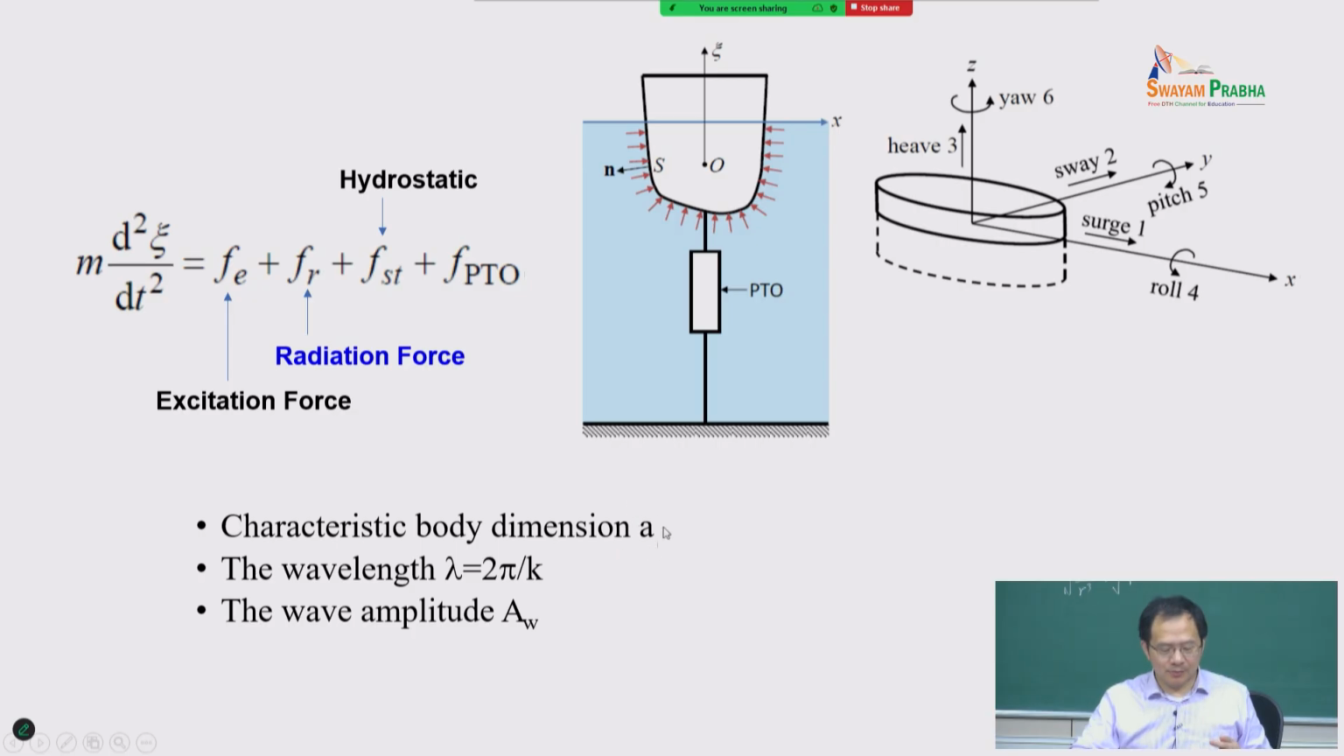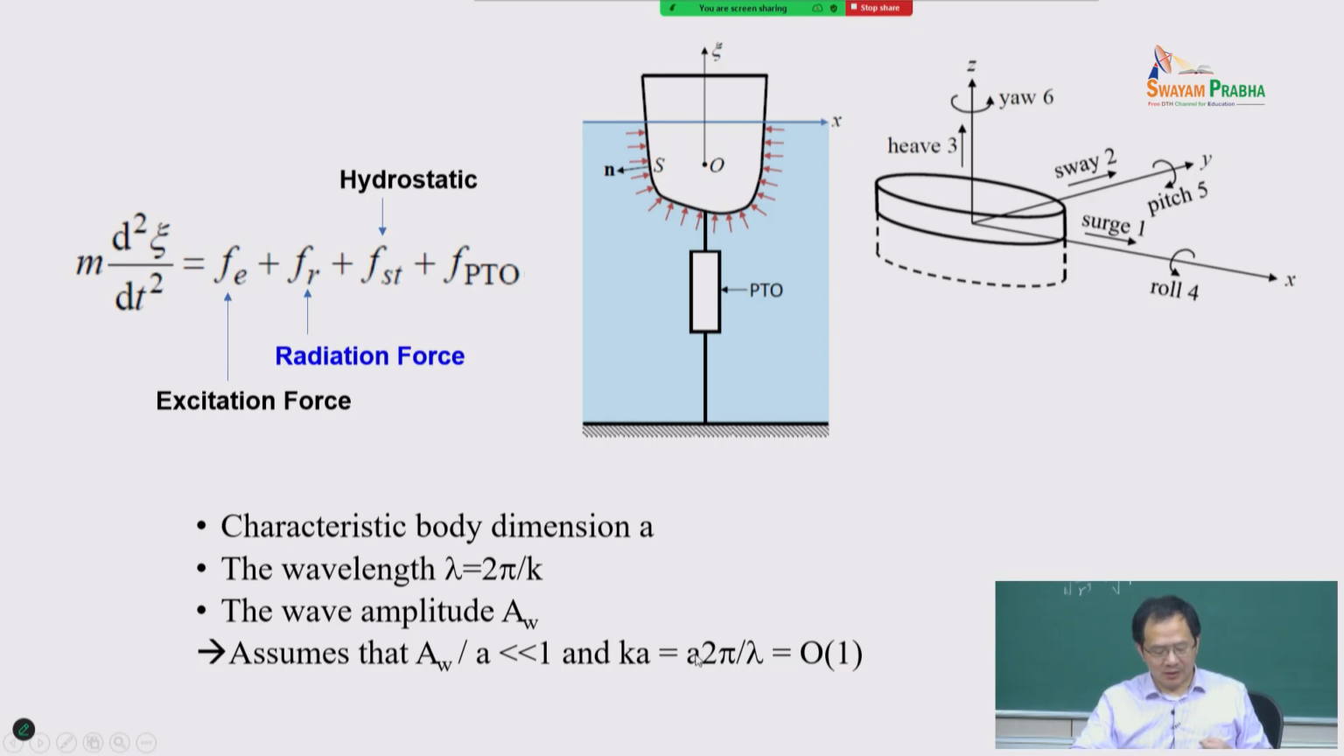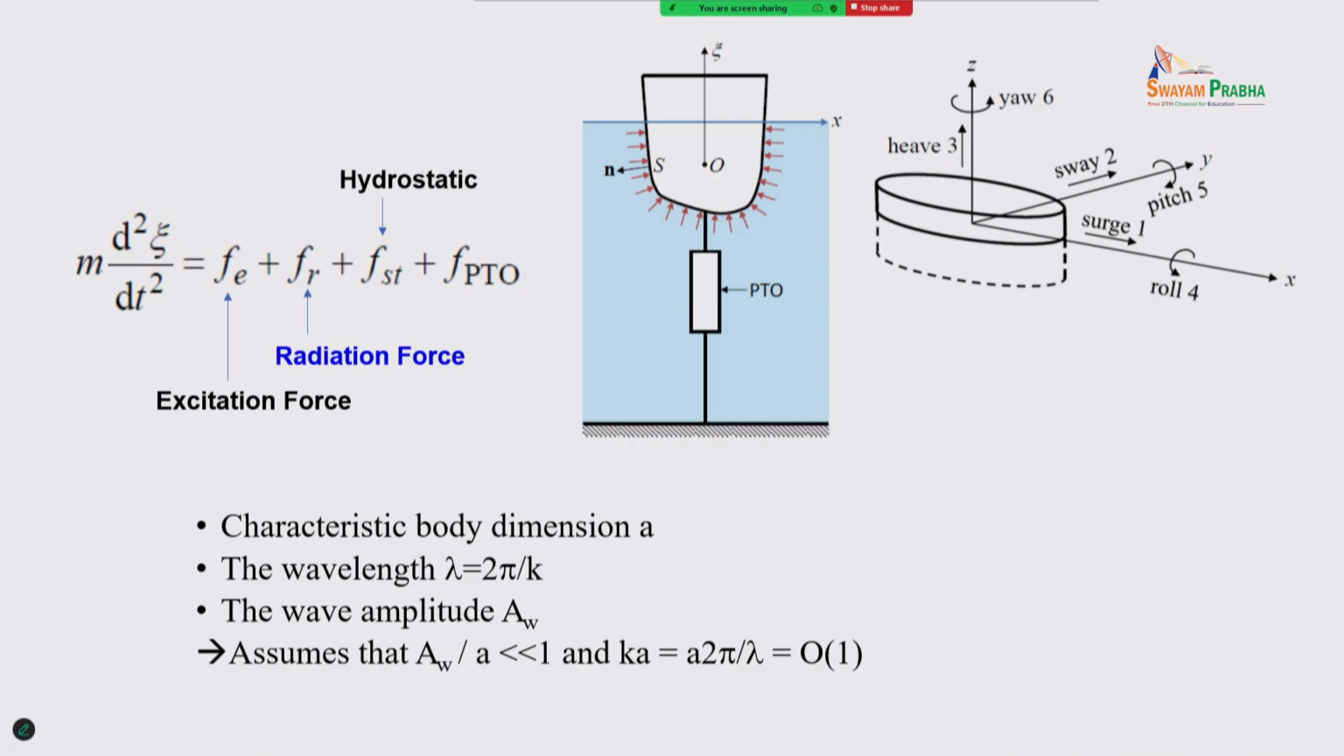Okay, we assume the body dimension, like here, is a, and the wavelength is lambda, k is the wave number, and the wave amplitude is A. So this is a small wave theory. Let us explain to here. The wave amplitude compared with the size of the body dimension is small, right? And this is an assumption.